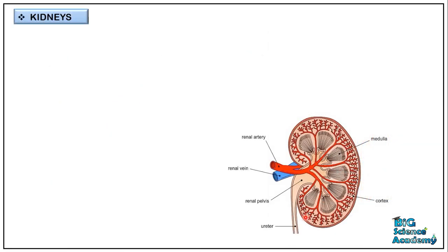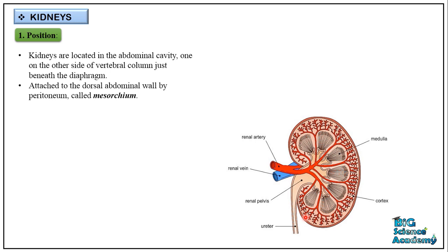Now we will discuss the kidneys. First, we will discuss the position of the kidneys. Kidneys are located in the abdominal cavity, one on either side of the vertebral column just beneath the diaphragm, and each is attached to the dorsal abdominal wall by peritoneum called mesorchium.